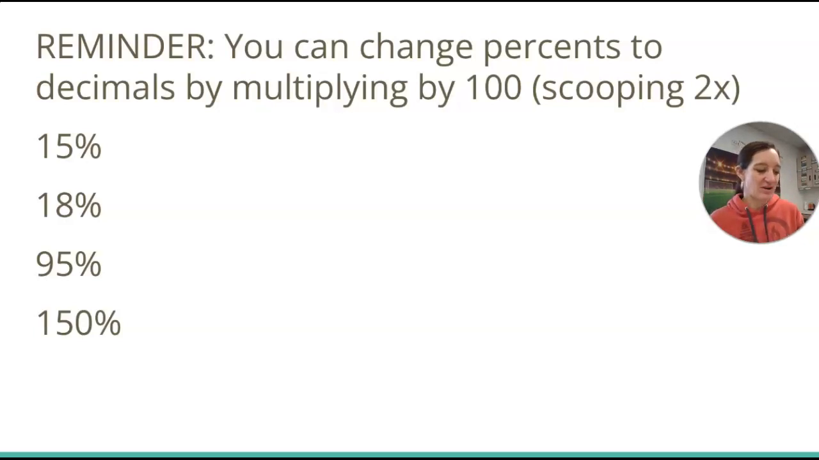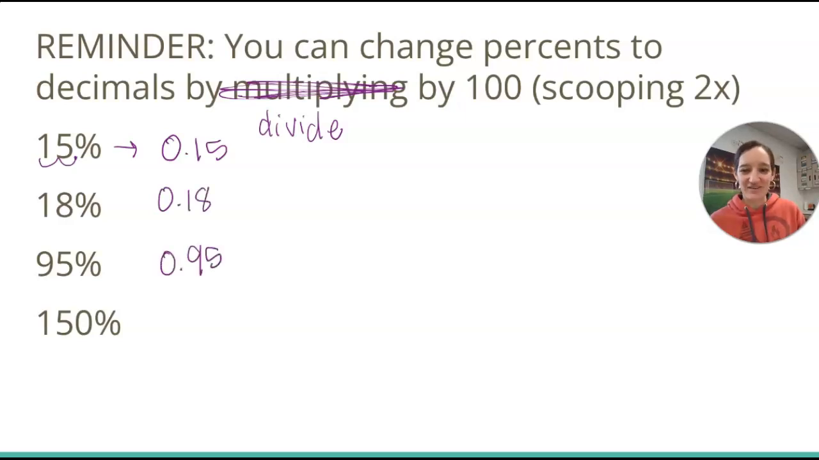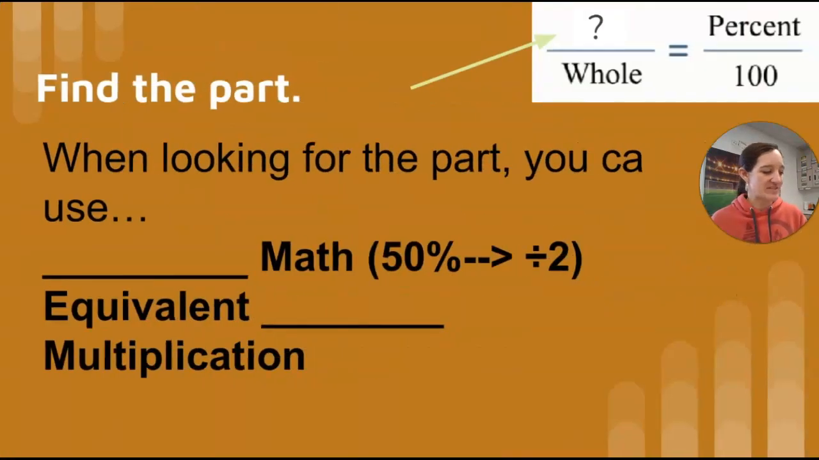And we can do that. We know we take a decimal and we scoop it. Guess what? My notes are wrong. We don't multiply by 100. To change a percent to a decimal, we divide by 100, which means we scoop it 2 times to the left. So 15% is 15 hundredths, 18% is 18 hundredths, 95% is 95 hundredths, and 150% is 1.5. That's going to come in handy today, I promise.